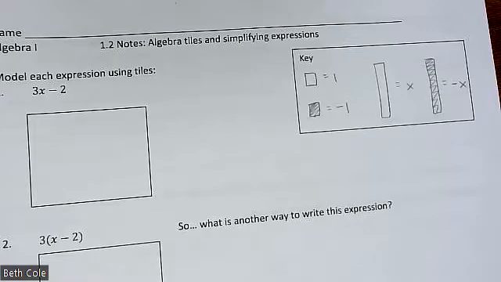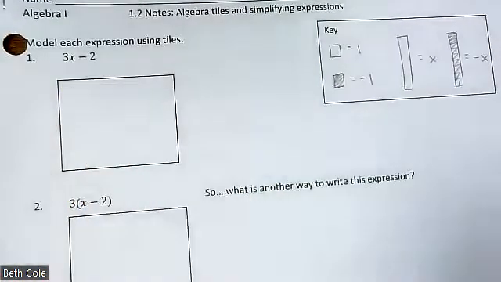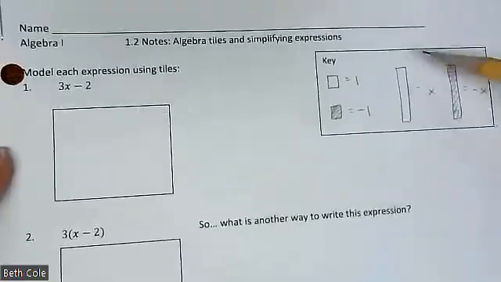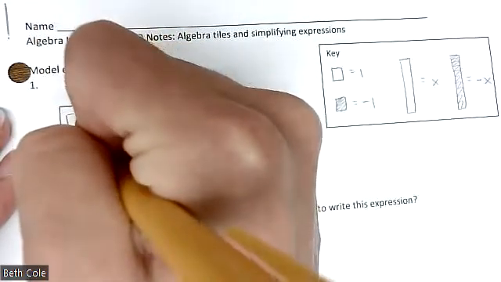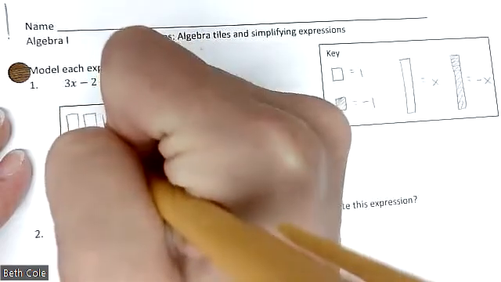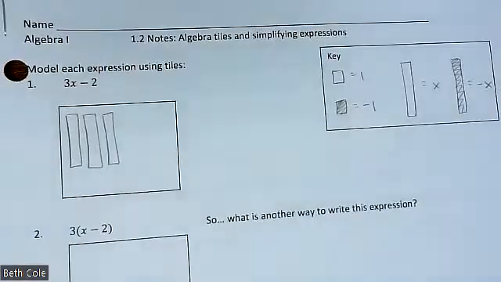So when it says model each of the expression using tiles, you're just going to draw what that expression is. So the first one, 3x. Well, the rectangle stands for x. You're just going to draw 3 of them. This is like doodling in math class. You're going to draw 3 of the rectangles. Your art doesn't need to be perfect. I'm not grading your art skills. I just need to be able to tell it's a rectangle.